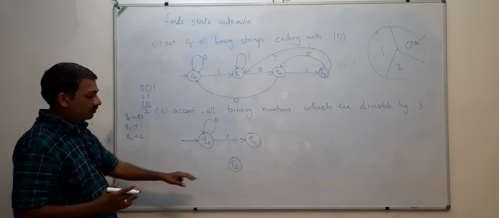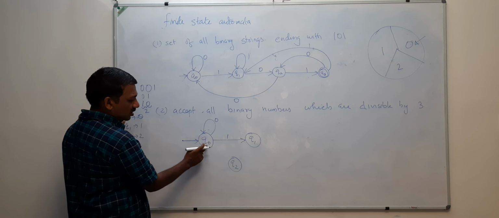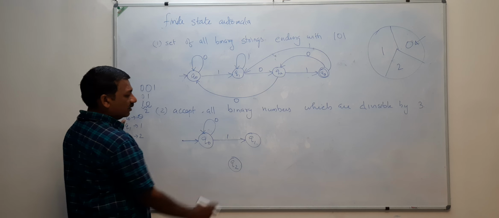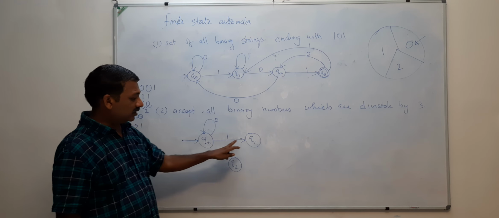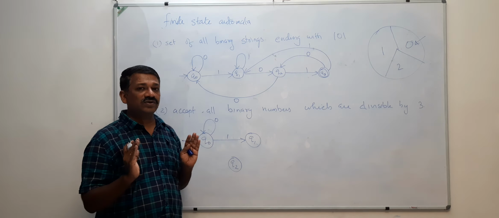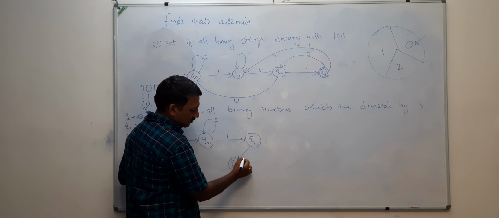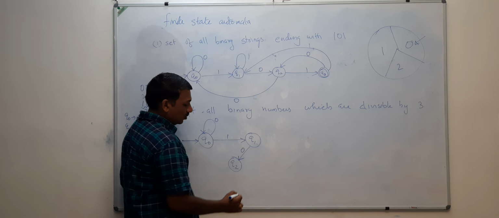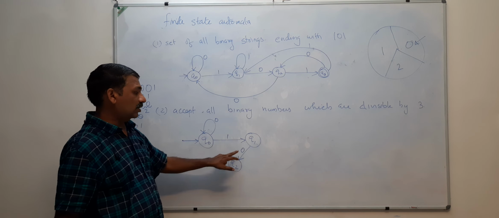Here Q0 stands for remainder 0, Q1 stands for remainder 1, and Q2 stands for remainder 2. That means after this one, if a 0 is coming, then overall it is 1, 0, which means 2, and it is generating a remainder of 2. So we have an arrow to Q2 and it is labeled 0.